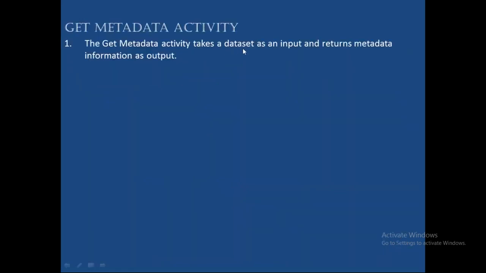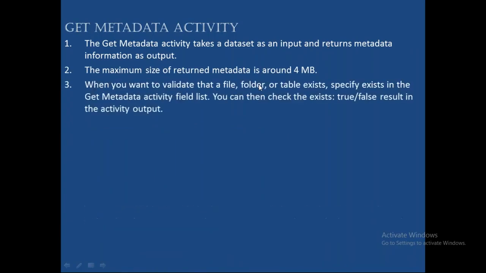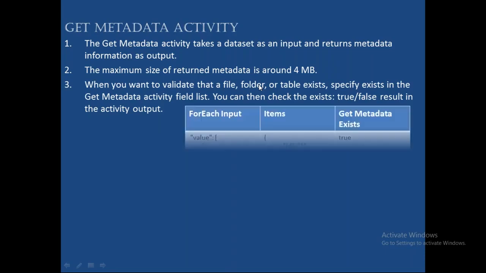Get metadata activity. Get metadata activity takes a dataset as an input and returns metadata information as output. The maximum size of returned metadata is around 4 MB. When you want to validate whether a file, folder, or table exists, specify exists in the get metadata activity field list. You can then check the exists true or false result in the activity output, right?